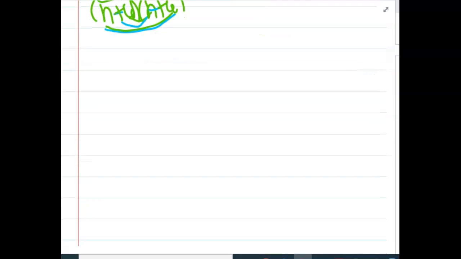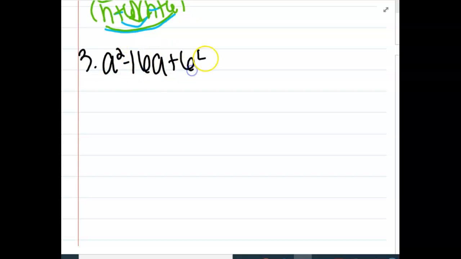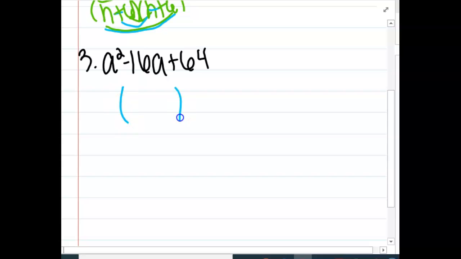Okay. Number 3, we do a squared minus 16a plus 64. We should start with the greatest common factor. That's just an a squared. There's not going to be anything in common. If I count the terms, as soon as you see you have 3 terms, you should check for a square in front and a square in back. Even if you're not sure, go ahead and try. See if there's something squared.